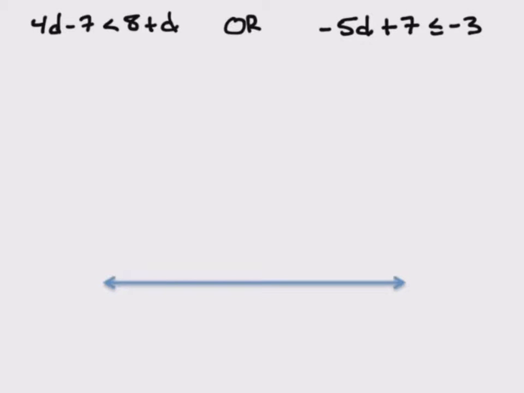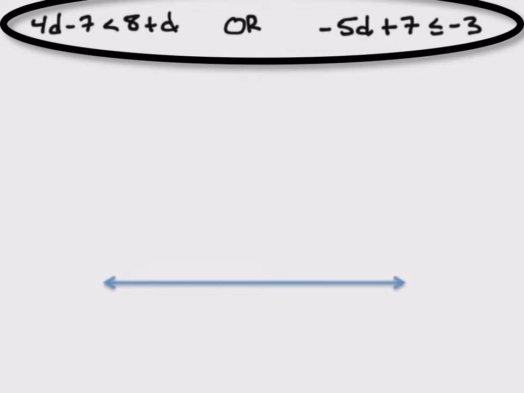Now we are going to deal with a slightly different type of compound inequality. In this case, we're going to deal with the exact same individual inequalities, but we're going to replace the word and with the word or. So consider the compound inequality 4d minus 7 is less than 8 plus d, or negative 5d plus 7 is less than or equal to negative 3.